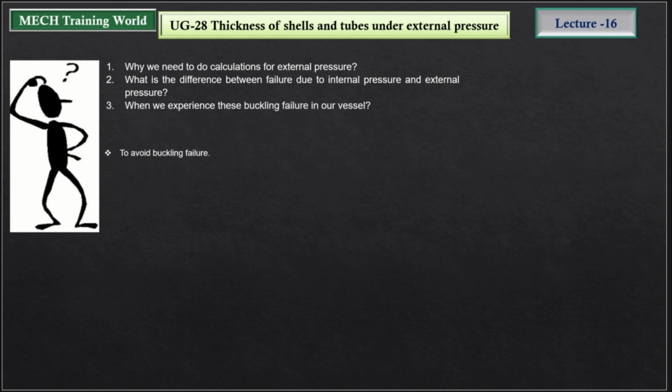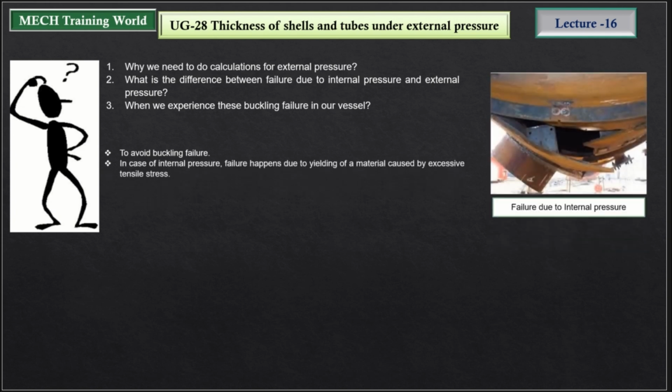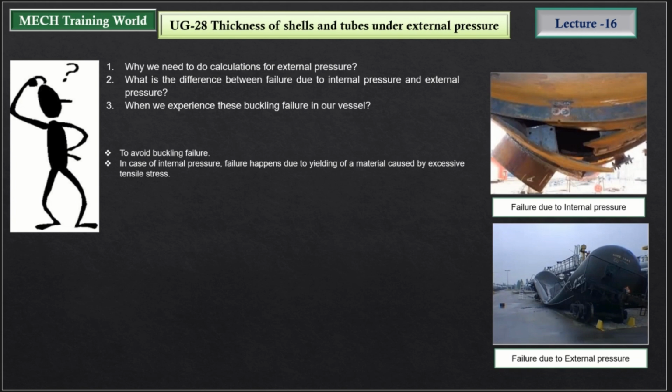So when do we experience this buckling failure in our vessel? Let's see that also. This is the failure due to internal pressure and this is the failure due to external pressure. If you observe in the image, the buckling will happen. These failures we cannot predict, guys. This will happen suddenly. Already I mentioned each and every point I'm saying in the PPT.